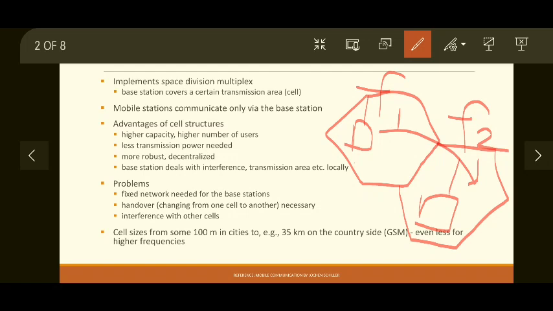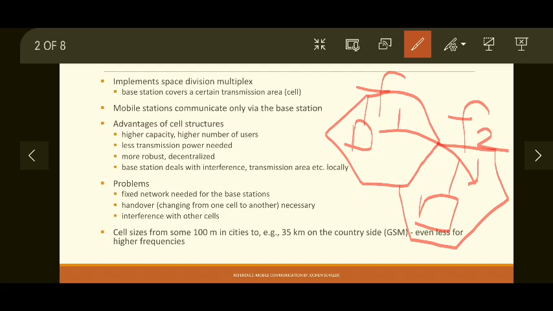So this handing over of the communication channel is called handover, changing from one cell to another, and that is required frequently in mobile communication because users will be mobile. So that is a major problem which is tackled to a very good extent in the modern day.